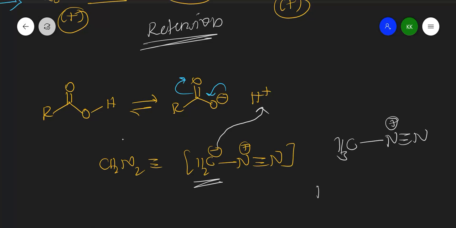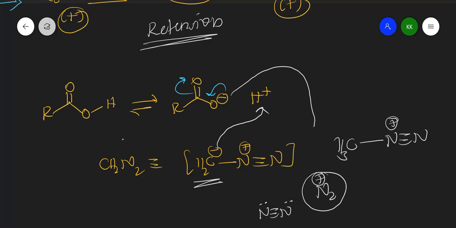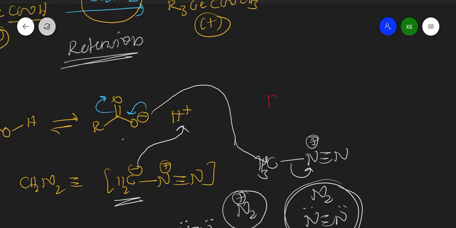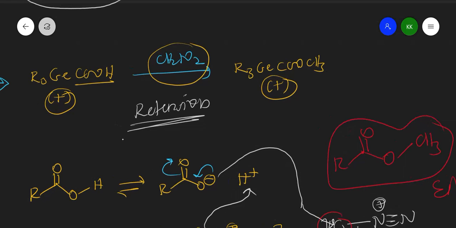Later, this N triple bond N plus is nothing but N2 plus. It is the world's best leaving group because it has a positive charge, and if it gets its electron density, it will get its lone pair back. So the negative charge will attack this CH3, and the N2 plus will take its electron density and leave as N2 gas, with both nitrogens having lone pairs, so it becomes neutral. So what happened? We got RCO, O attached to CH3. This is nothing but the ester, which we got above. So from acid we got ester, with retention of configuration.